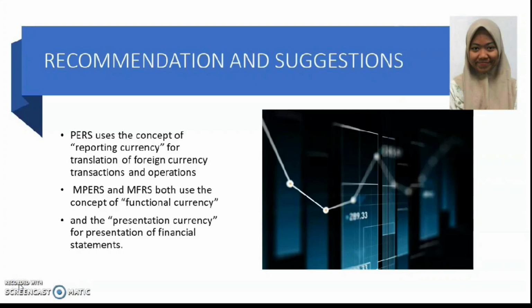In MASB 6, two mutually exclusive translation methods are prescribed depending on whether the foreign operation is an integral operation or is a foreign entity. Under the functional currency concept used in MFRS and MPERS, there is only one classification of foreign operation because an integral operation in MASB 6 would automatically have the same functional currency as the reporting entity. For disposal of a foreign entity, MASB 6 requires the cumulative exchange reserve related to the foreign entity to be recycled to profit or loss.